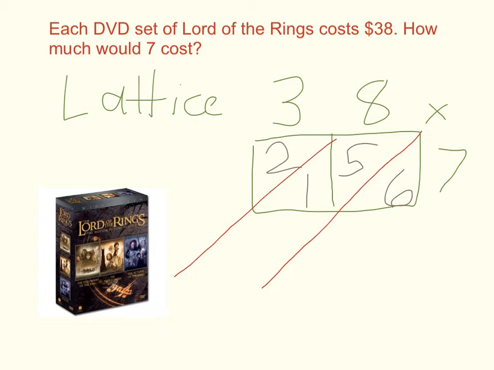Now my next step is I'm going to start adding up along my diagonal lines. We have a diagonal line here, and a diagonal line here. I'm going to add up just this amount because it's in between the diagonal line and the corner. So 6 by itself is going to give me 6. Here I'm going to go in between these two diagonal lines. So 5 plus 1 is going to give me 6. And finally 2 is by itself, so that's going to give me 2. So my answer is 266. It would cost me $266 if I wanted to buy 7 Lord of the Rings sets.